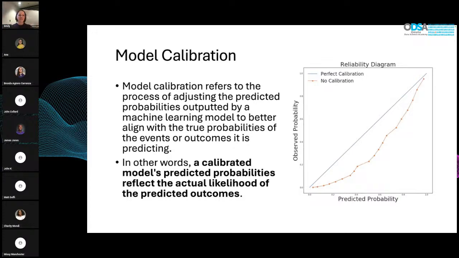So to the rescue, we have something called model calibration. That's the process of adjusting the predicted probabilities of your machine learning model so they better represent the true probabilities or outcomes of the events that you're trying to predict. We want our probabilities to reflect the actual likelihood of predicted outcomes. Okay, pause here because I just threw a lot at you, and I'll give you some examples.